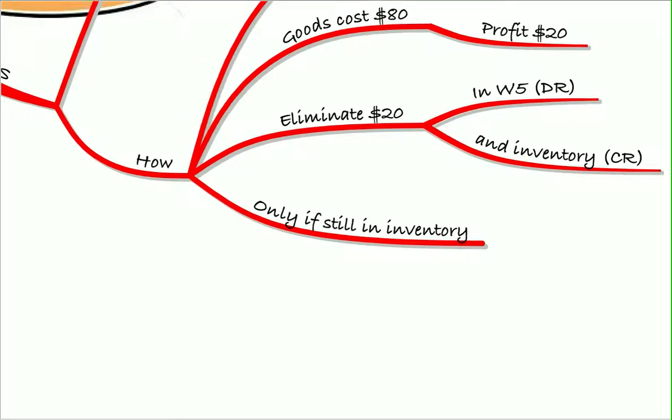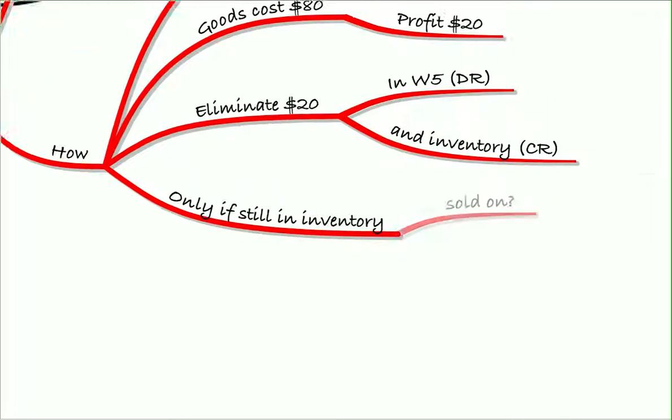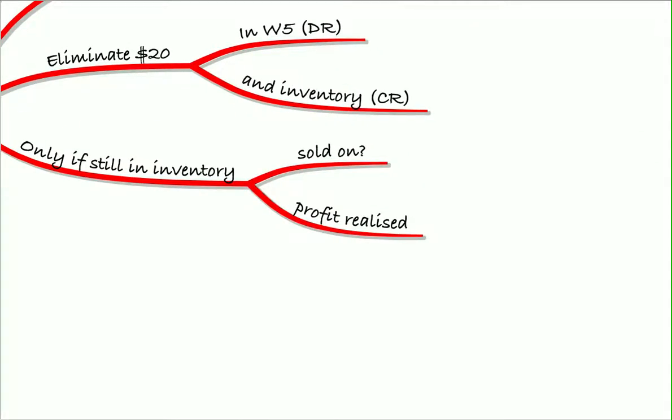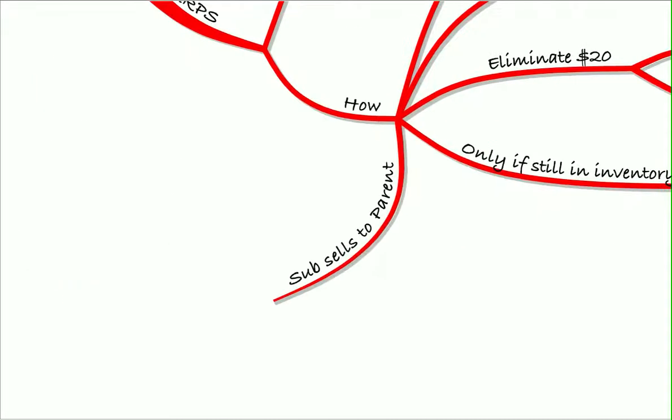Now we only do this with the amount of the goods that we still have in inventory. If they've been sold on, we have realised the profit because we've sold them outside the entity. So that profit has now been realised. So you need to calculate how much of the goods you still have in inventory and use that amount to calculate your unrealised profit. We also then looked at where a subsidiary sells to the parent.